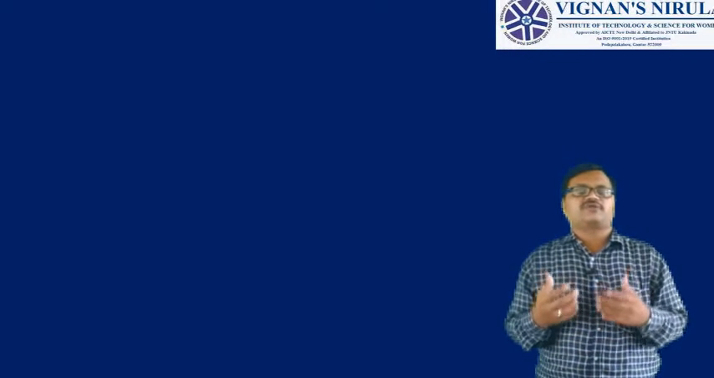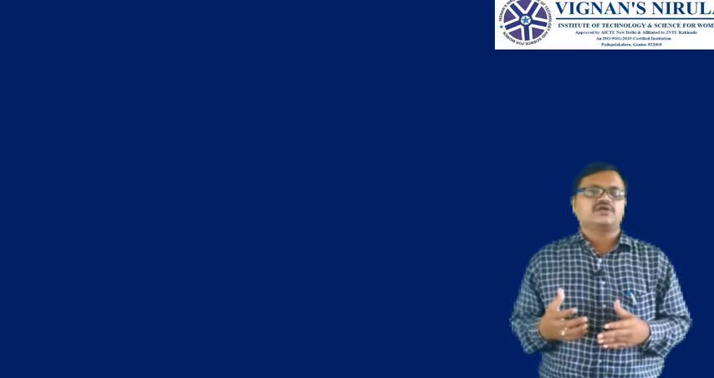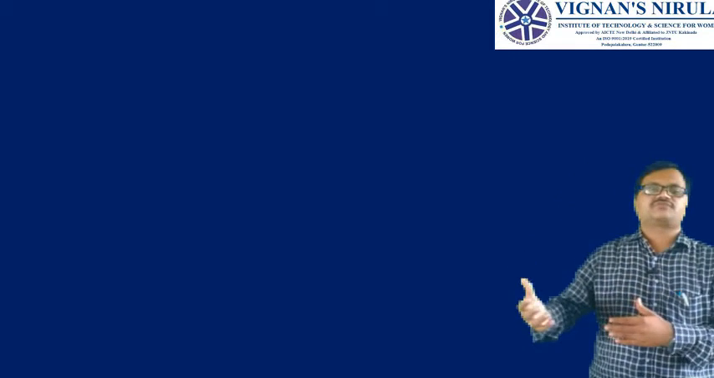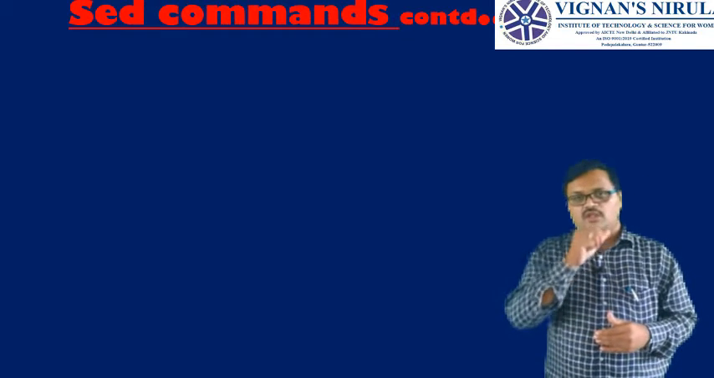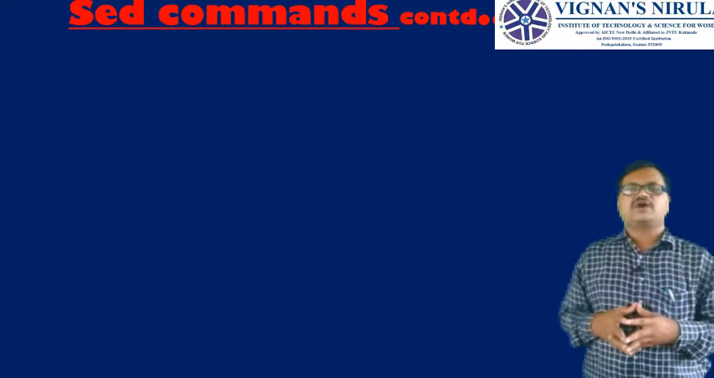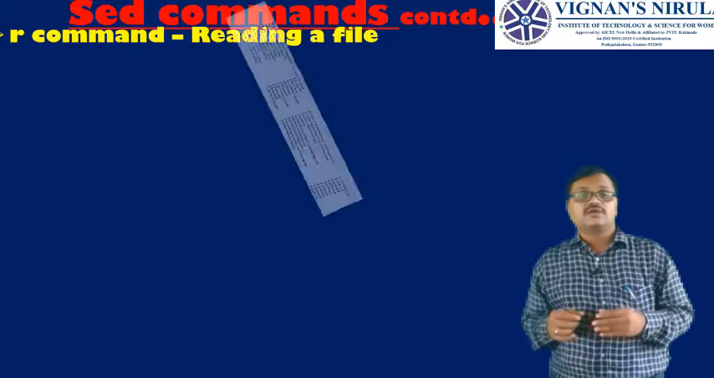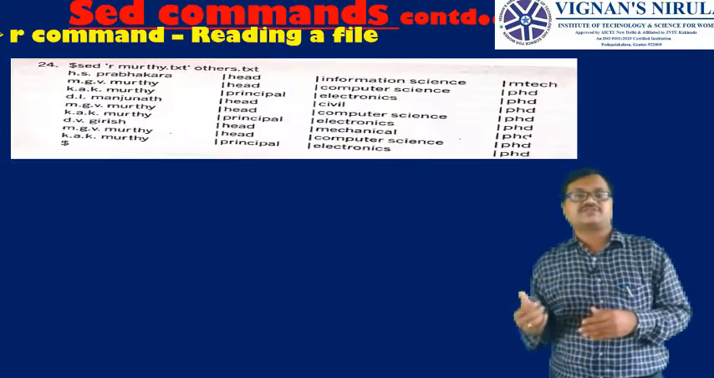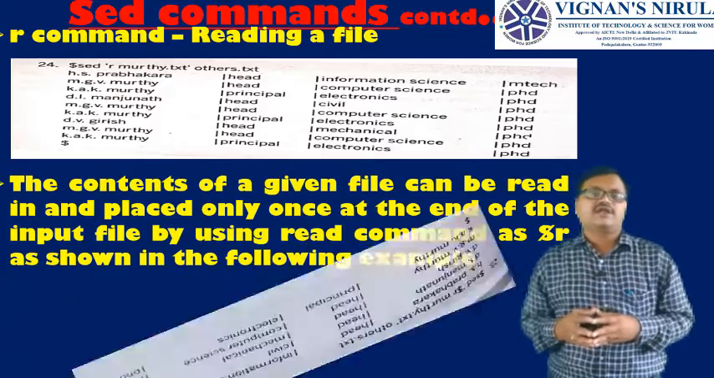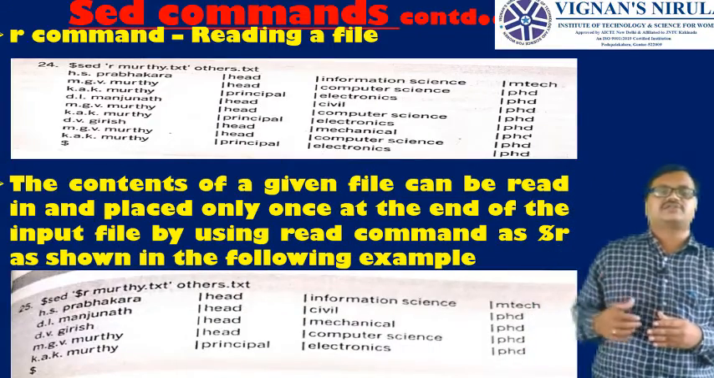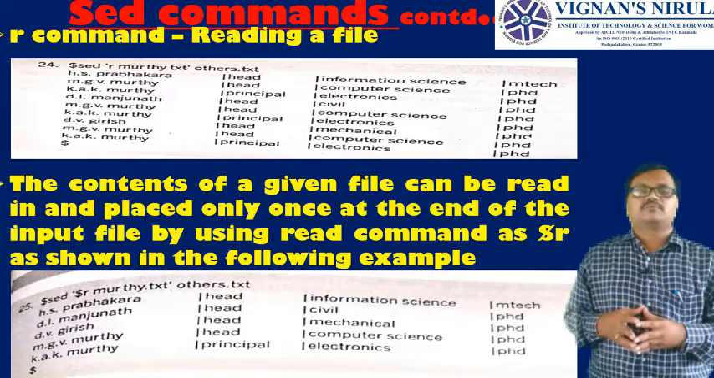So next is the R command. That means you want to read from a file. So how can you do that? You read one file after the other file. That means SCD space R space murthy.txt space others.txt. By doing like this, first you will read the data from others.txt, then you will write from murthy.txt.